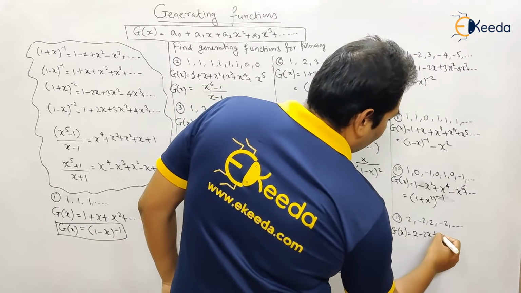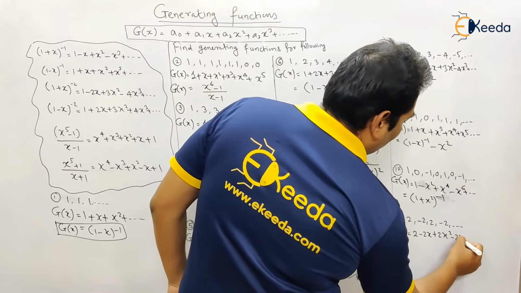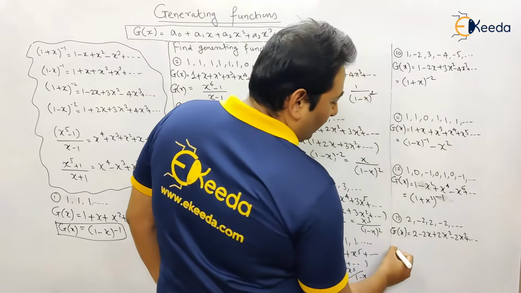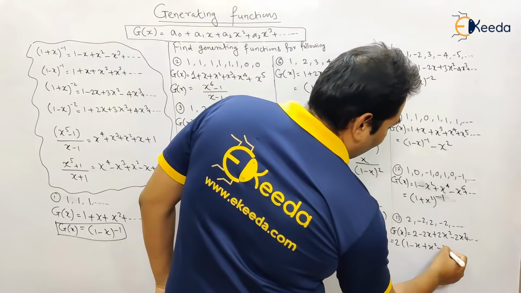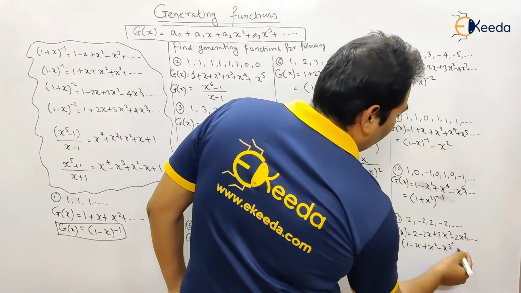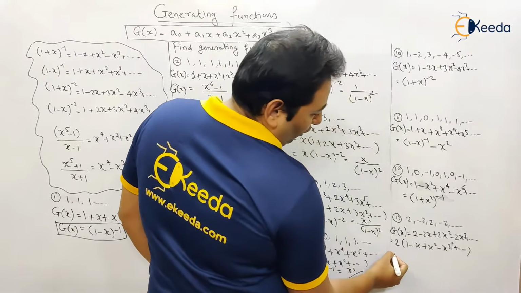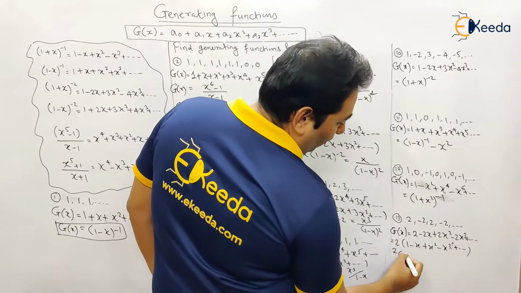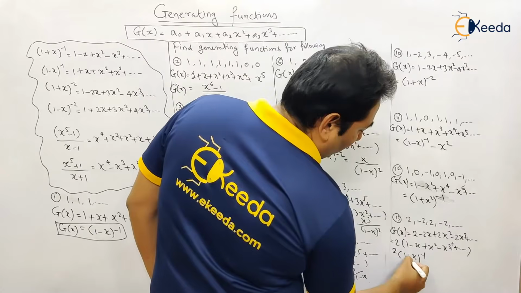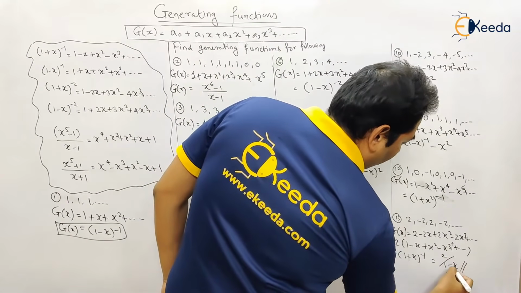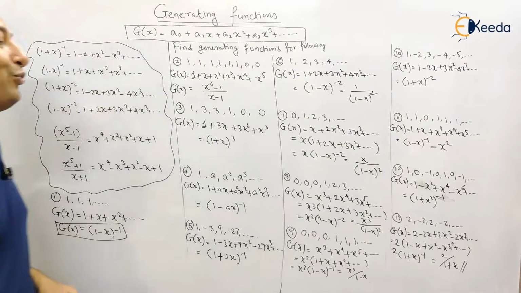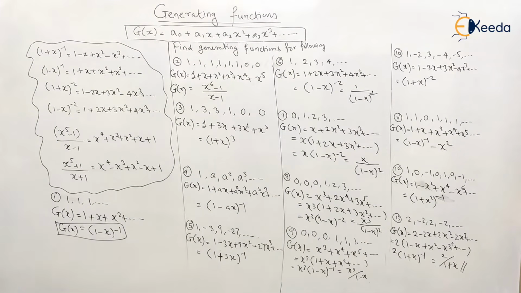And finally, the last one: 2 minus 2x plus 2x square minus 2x cube plus dot dot dot. If you take 2 common, 1 minus x plus x square minus x cube plus dot dot dot. In short, it is 2 times 1 minus x inverse, but because it's alternate plus minus, it is 2 upon 1 plus x. That is the required solution for this particular series.